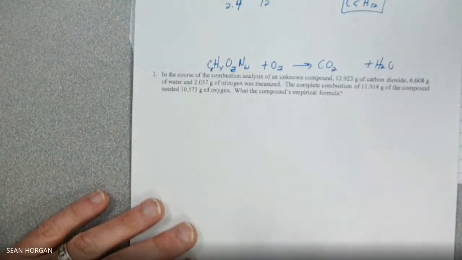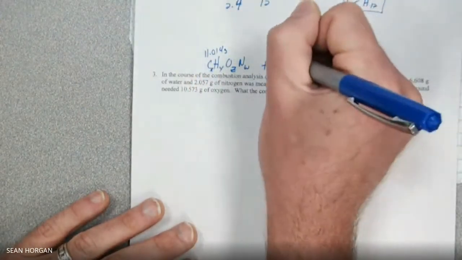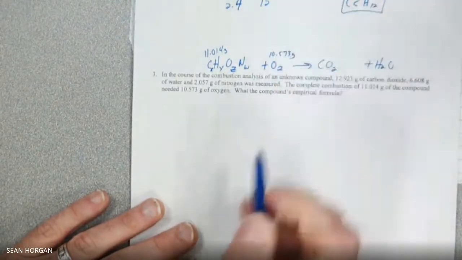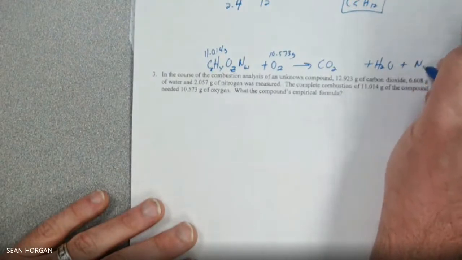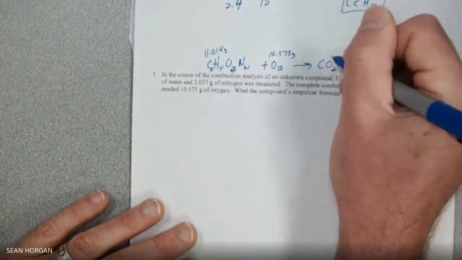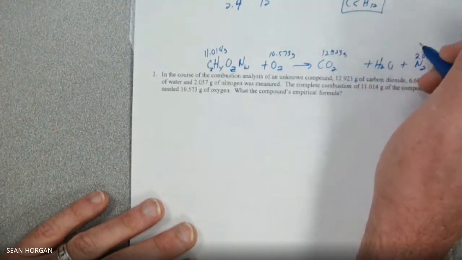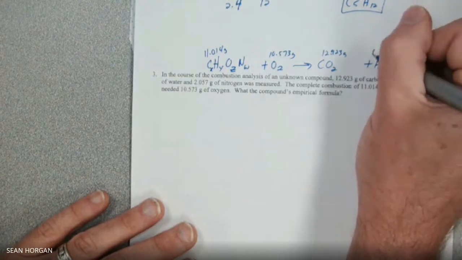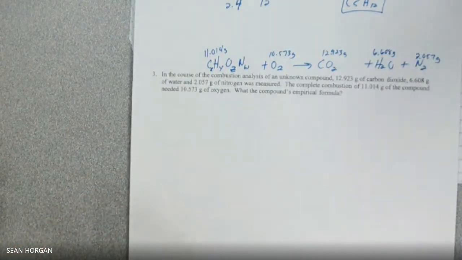You have 11.014 grams of this, 10.573 grams of this, and that's how much you need, right? Not any excess. And we have nitrogen left over on this side, so 2.057 grams, 12.923 grams. Where's the water? There's 6.608 grams. Okay, so we're going to do the same way we did before.